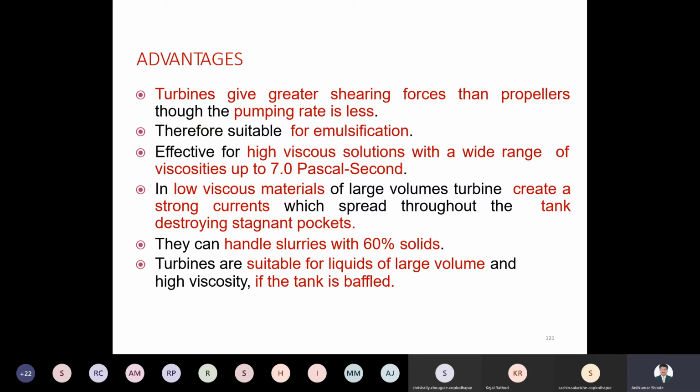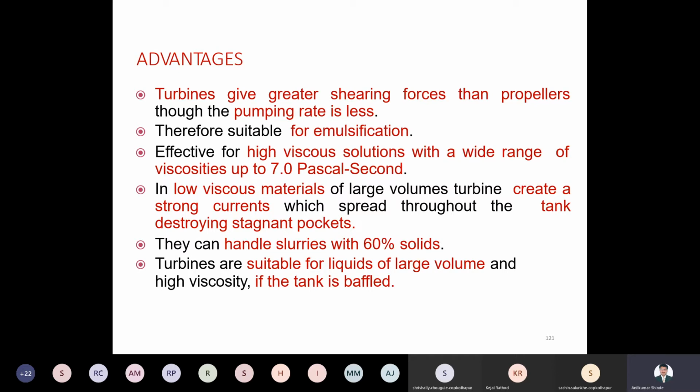So it is effective with highly viscous solutions. The paddle type and propeller type mixers are used only for preparations of low viscosity, not more than 2 Pascal. But with a turbine type mixer, we can handle liquids with a viscosity of 7 Pascal, right? Then it is also possible to achieve the highest mixing, right?